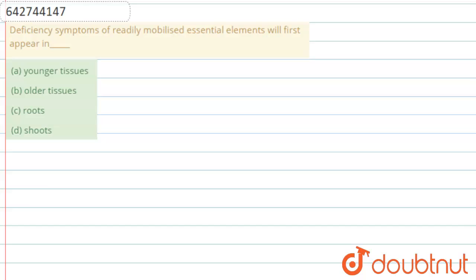Hello everyone. So the question over here is: deficiency symptoms of readily mobilized essential elements will first appear in option A, younger tissues, option B, older tissues, option C, roots, and option D, shoots. So here the question is, if the readily mobilized essential elements are deficient, the deficiency symptoms will appear in which part of the plant body? Alright, so let us try to understand this question.